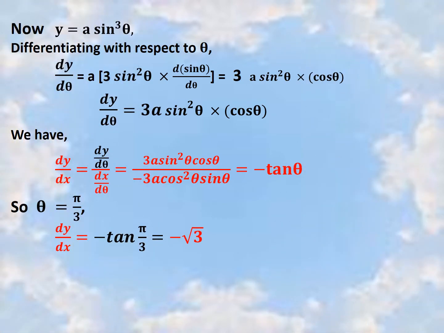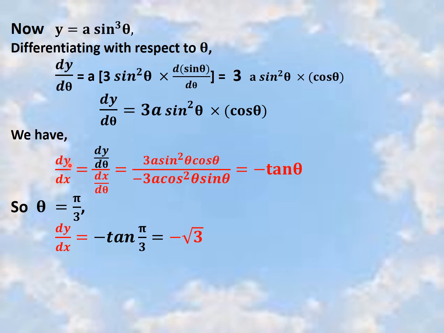Now y is equal to a sin cube theta. Now we will differentiate with respect to theta, that is dy by d theta is equal to a into, a is a constant, so we will not differentiate it, take it out, a into sin cube theta is just like x raised to n, so 3 sin square theta into, it's a composite function, so we will differentiate sin theta again and multiply d by d theta of sin theta, which is equal to 3a into sin square theta into derivative of sin theta with respect to theta, which is cos theta. That is dy by d theta is 3a sin square theta into cos theta.